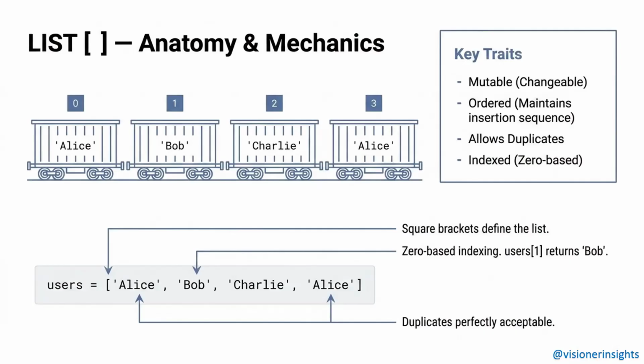And here's the crucial part. It's mutable. You can change it on the fly after you've made it. It also doesn't mind duplicates at all. See how Alice can show up more than once? No problem for a list.